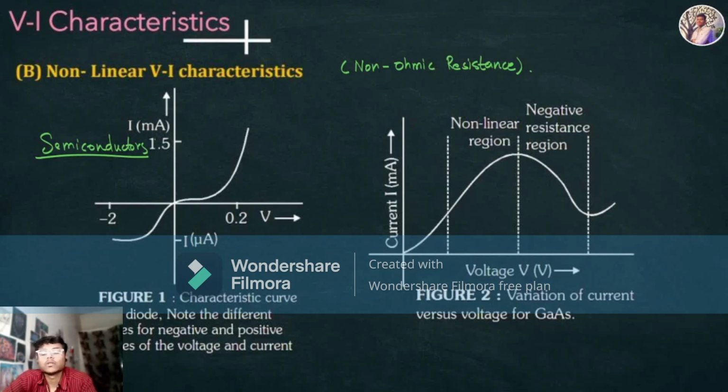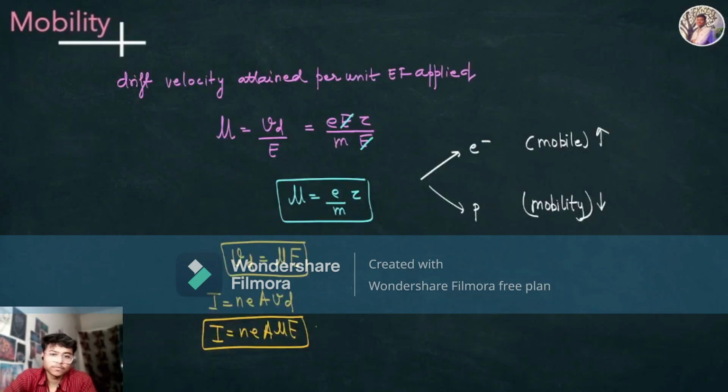Okay, so there is a second graph also for non-linear VI characteristics, like when there is a temperature change. Due to the temperature change, there is a change in the flow of electrons and so on. This happens in semiconductors. You will learn it in the semiconductors unit, so you don't have to take any tension here. You just have to learn here. So these are graphs for semiconductors.